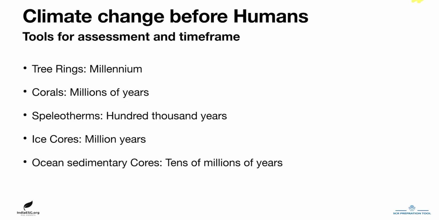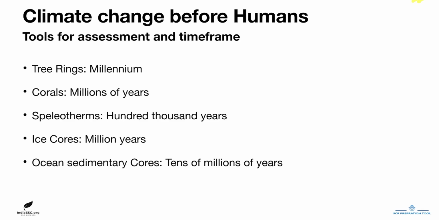In this slide, we are going to see climate change before humans. We will be seeing various tools which are available for assessment and the time frame for those assessments. Now, in the previous slide, which we have seen, it refers to measurements described using thermometers and other data points. So, these roughly go back to 150 to 200 years back in time.